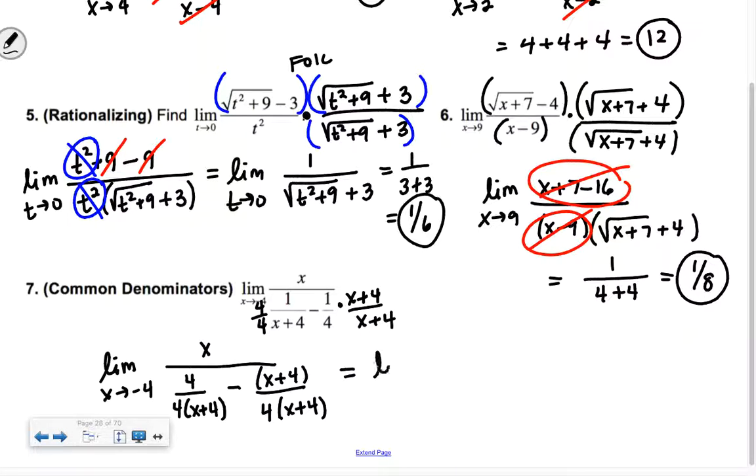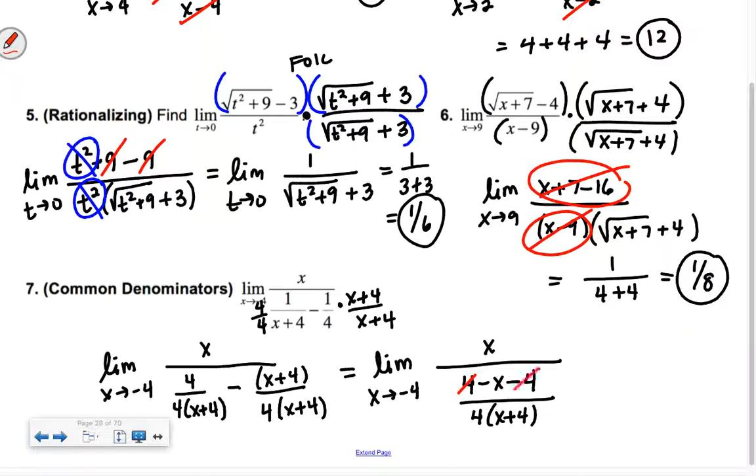Oh, wait, no, this is just a common one. Okay. So I'm going to have x over, and when I combine those fractions on the bottom, I'm going to have 4 minus x minus 4. Do you guys see that? If you do this incorrectly on your test, you will get the opposite answer of what you want, because a lot of people forget to distribute that negative, or they won't know how it reduces out. Okay, so we have that.